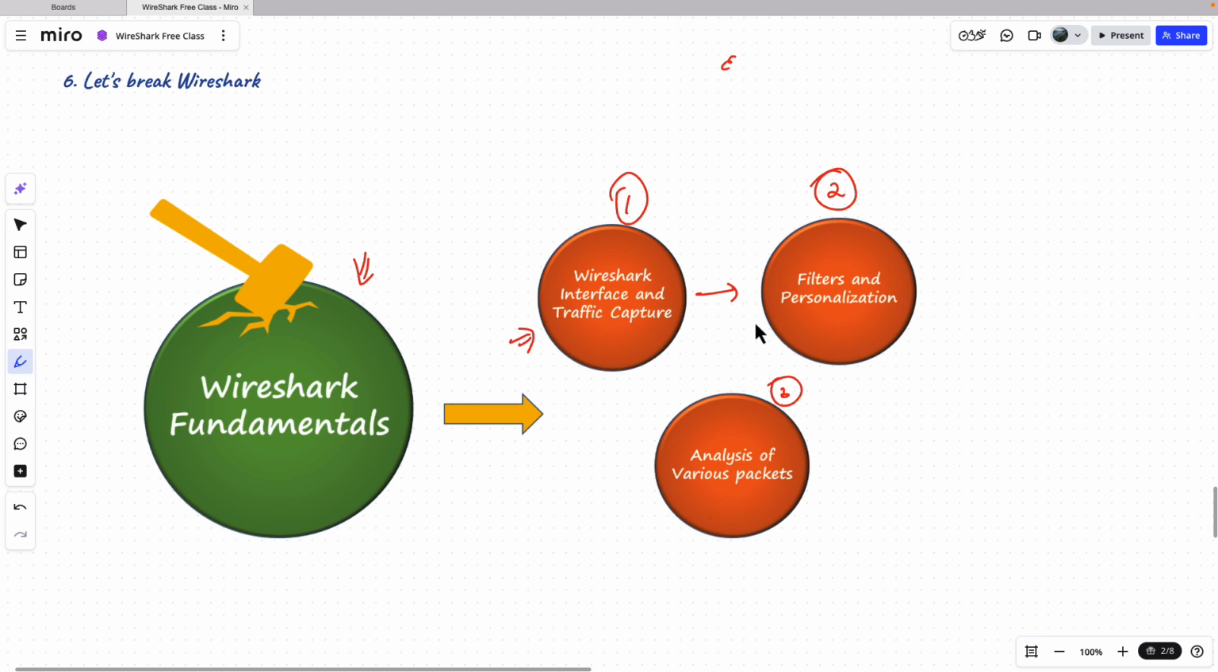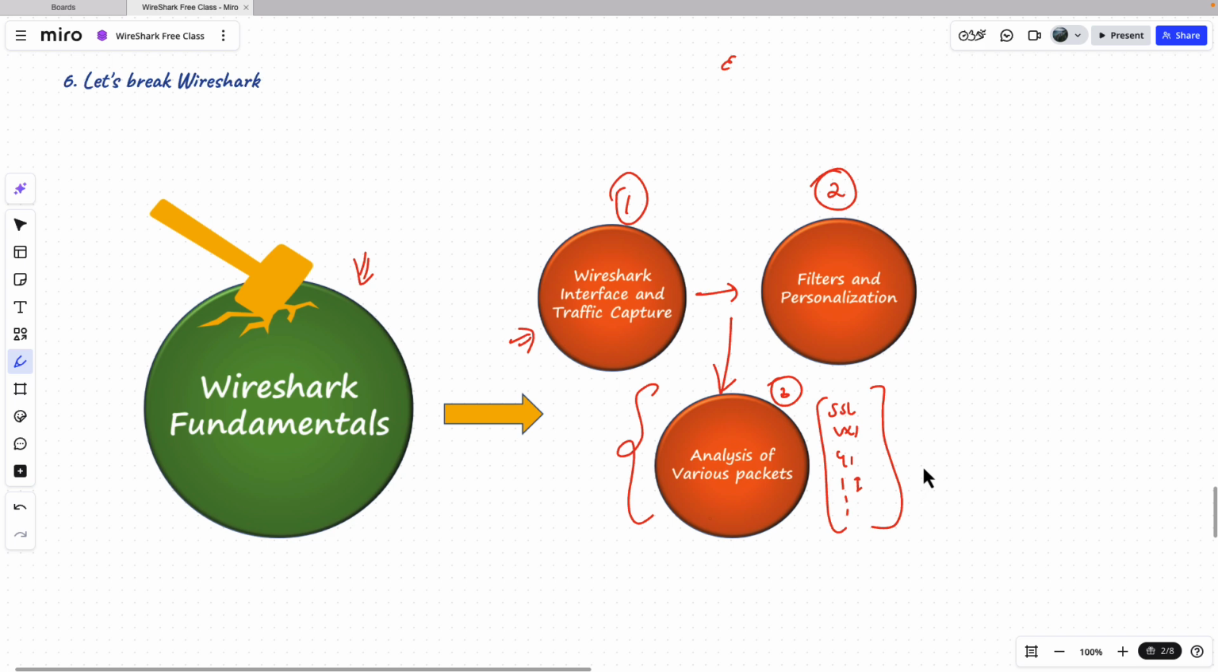Then we will be talking about Wireshark filters and various personalization, that there are display filters, there are capture filters, so many things we will be talking about. And then along with that, we will be taking examples and we will dissect various packets. These packets could be SSL, VXLAN, GRE, and maybe IPv6 or whatever you say. So I have created a repository of all these packets on my website.